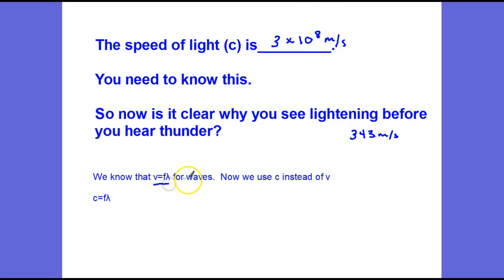We already know that for any wave, the velocity is frequency times wavelength. Now we use c because it's the speed of light instead of v. And so given frequency of light, you should be able to calculate wavelength. Frequency would be equal to c over lambda, and you should be able to find the wavelength. Wavelength would be c over frequency.